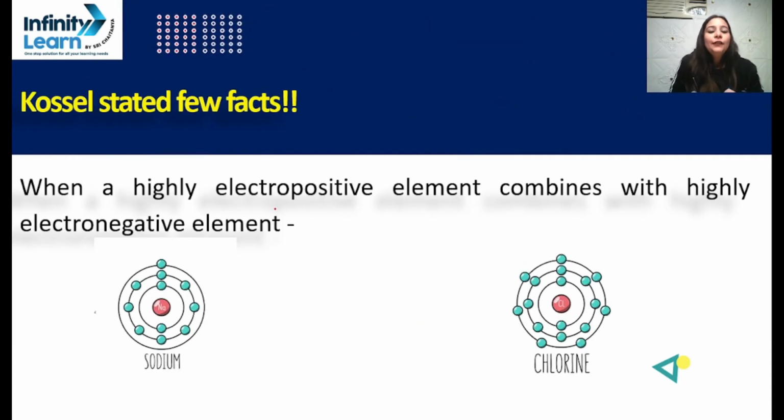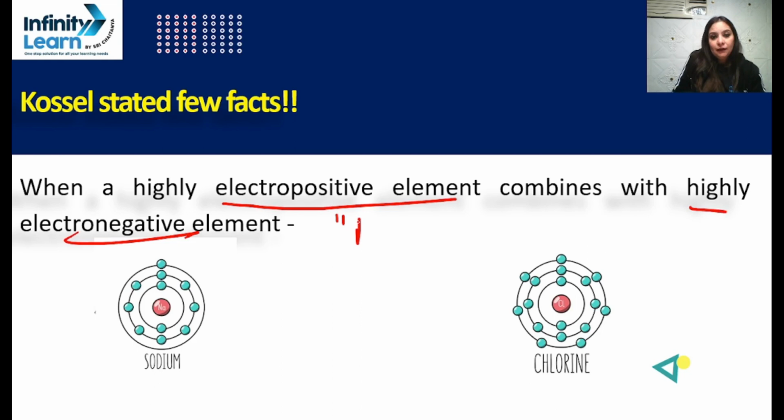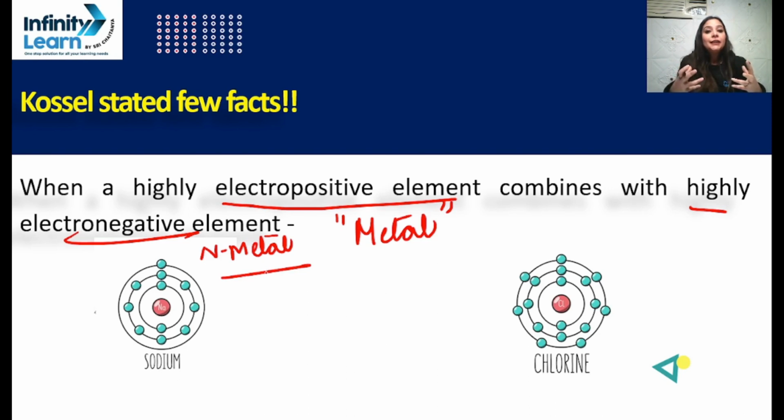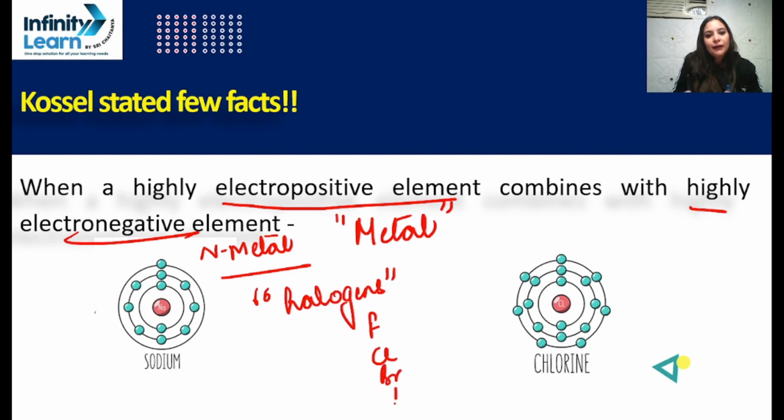Now Kossel stated a few facts. He said that when a highly electropositive element combines with a highly electronegative element, the highly electropositive element in the periodic table is obviously a metal, because electropositive elements have a tendency to lose electrons. They can easily lose. And electronegative means we are talking about non-metals, because non-metals have a tendency to gain electrons, and typically which group? Halogens. That means fluorine, chlorine, bromine, iodine, this group.